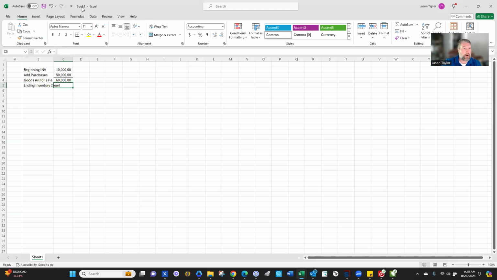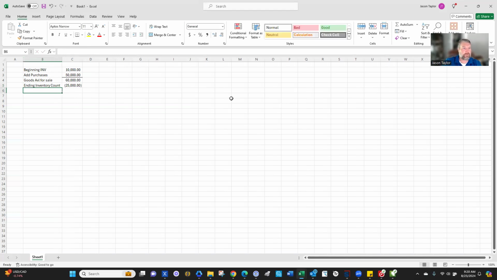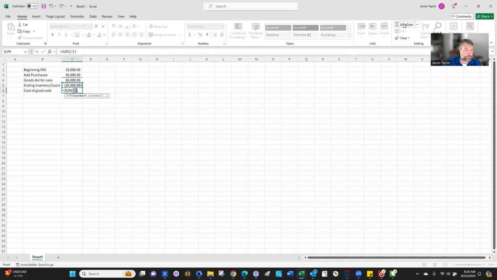And let's say our ending inventory count says that we have $25,000 of goods left at the end of the year. So then we're going to subtract that. Goods available for sale less ending inventory count gives me cost of goods sold. So this is what our actual expense is for the year.